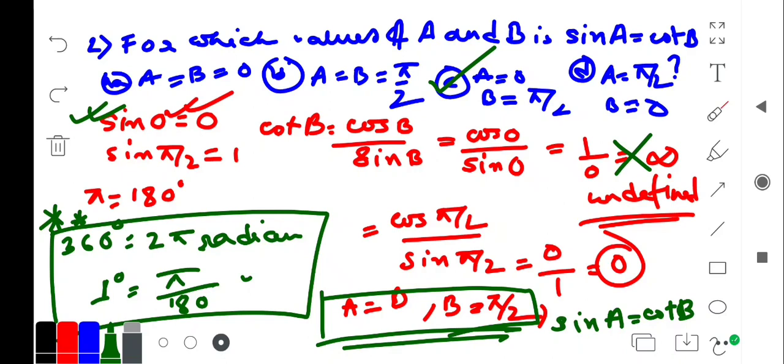Okay, so we have to use the value of a and b in such a way that sin a equal to cot b. এমন ভাবে sin আর cos এর থিটার ভ্যালু নিতে হবে যাতে sin a equal to cot b হবে। ঠিক আছে, so a equal to 0 and b equal to pi by 2 হলেই, if a equal to 0 and b equal to pi by 2 is done, in that case sin a equal to cot b. Okay, so option C is the right answer.